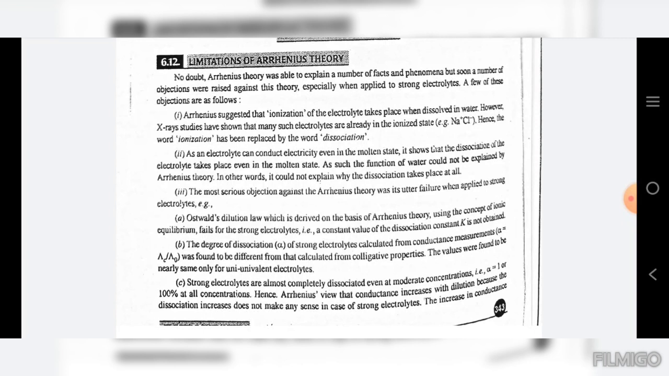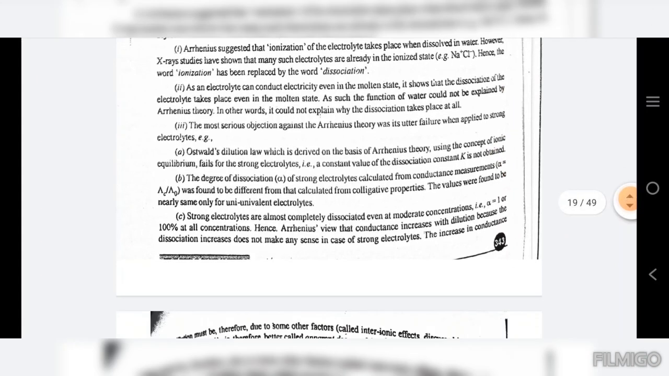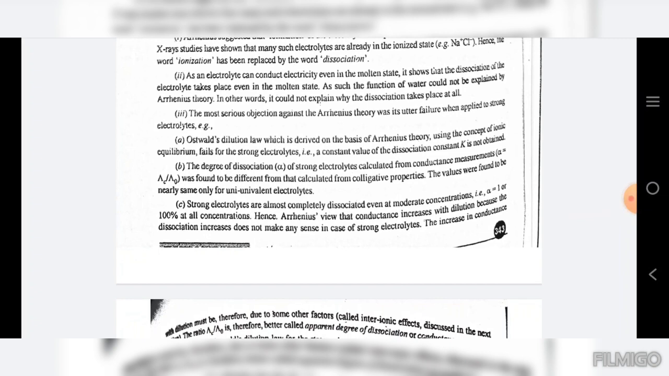Ostwald's dilution law, which is derived on the basis of Arrhenius theory using the concept of ionic equilibrium, fails for strong electrolytes. A constant value of the dissociation constant Kd is not obtained. The degree of dissociation of strong electrolytes calculated from conductance measurement was found to be different from that calculated from colligative properties. The values were found to be nearly the same only for univalent electrolytes. Strong electrolytes are almost completely dissociated even at moderate concentration, 100% at all concentrations. Hence, Arrhenius' view that conductance increases with dilution because the dissociation increases does not make any sense in the case of strong electrolytes.